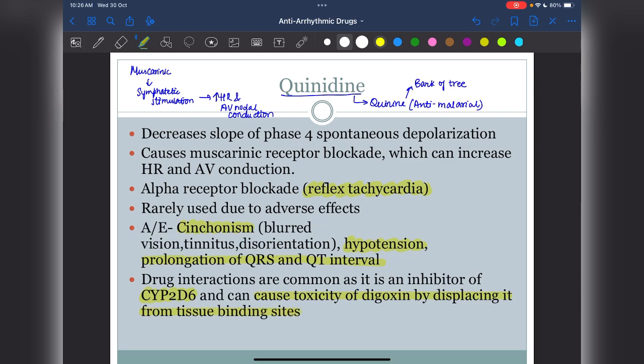So ultimately, if you are giving quinidine with digoxin, it will displace it from tissue binding sites and will cause toxicity of digoxin, which is not good for the heart. Digoxin is also a pro-arrhythmic agent as well as an anti-arrhythmic agent, and it actually blocks sodium potassium ATPase channels. So we cannot cause toxicity of digoxin.